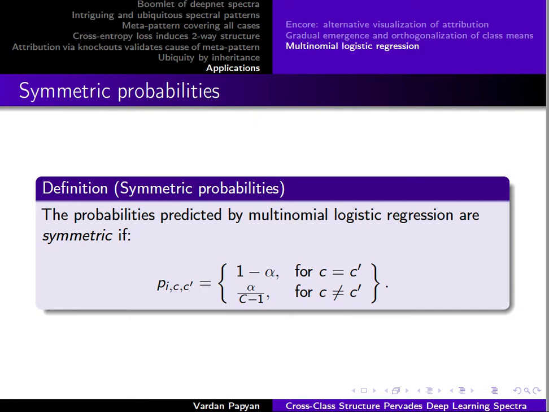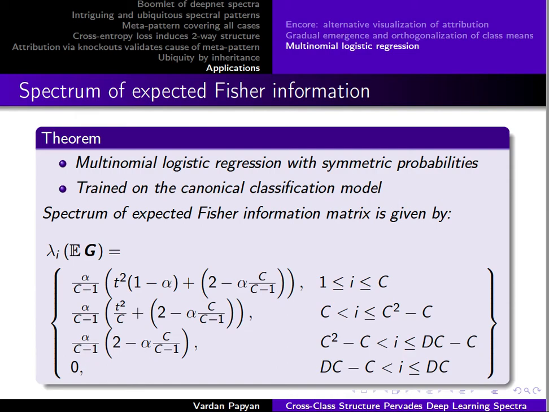Just some symmetry assumption. Under this setting, you can actually derive the spectrum of the expected Fisher information and show that the spectrum actually has the same structure that we kept talking about throughout this lecture. So there is a set of C outliers. There is a set of C squared minus 2C secondary outliers. And then there is a bulk.